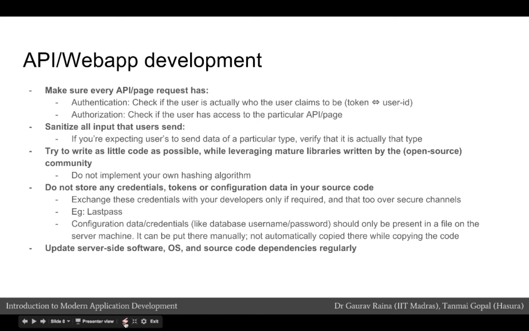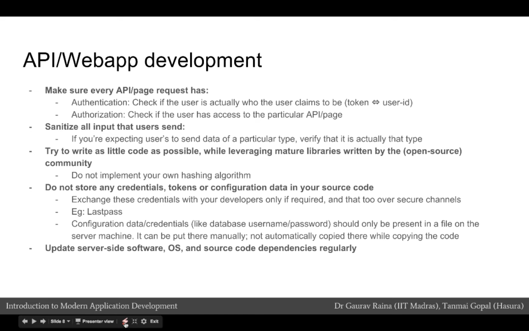For example, we should never implement our own hashing algorithm, which might have bugs and which might not be as secure as existing libraries. We should not store any credentials, tokens, or configuration data in our source code. For example, in our web app source code, we should not write the database username and password that our web app is using to connect to the database server. We should create the files that contain this configuration data directly on the server and not store them in our Git repository. If we need to share these credentials amongst other developers in our organization, we should use a service like LastPass to share these credentials.